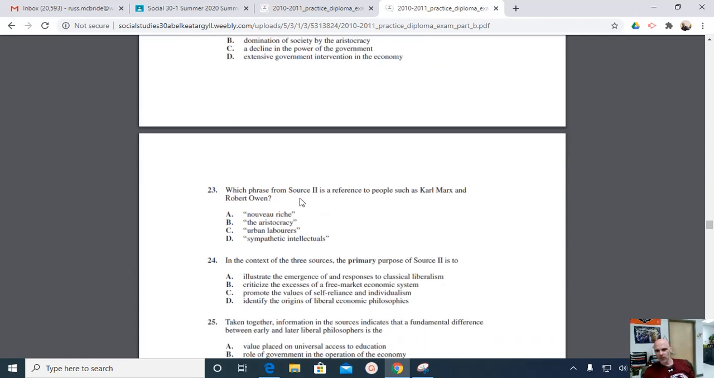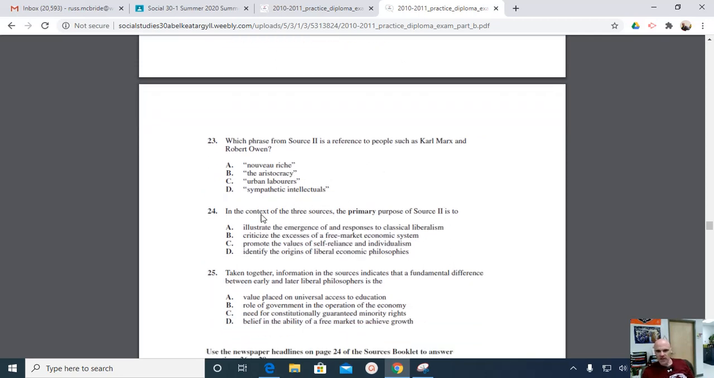Which phrase from source 2 is a reference to people such as Marx and Owen? Nouveau riche? Karl Marx, the new rich? No. Aristocracy? King Karl? I don't think so. Urban laborers or sympathetic intellectuals. Certainly, they're both seen as intellectuals, sympathetic towards the cause of workers and collectivists. I could see it being D.